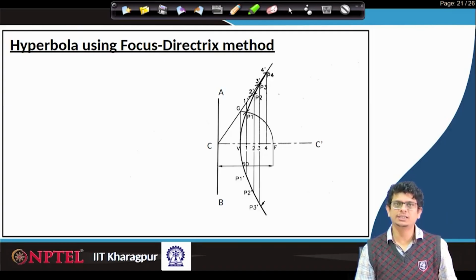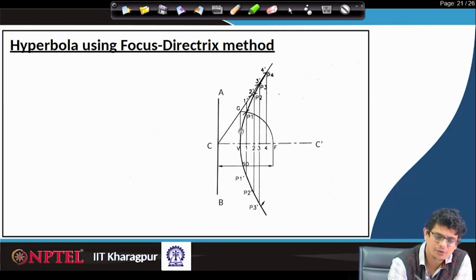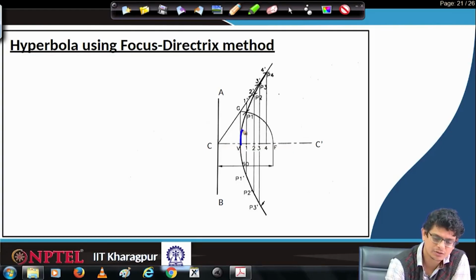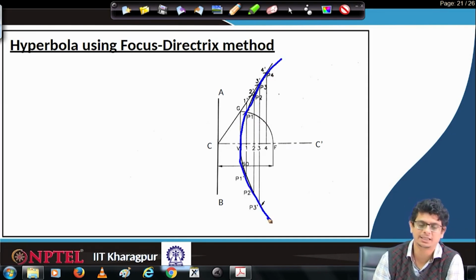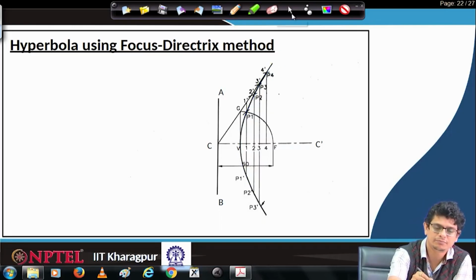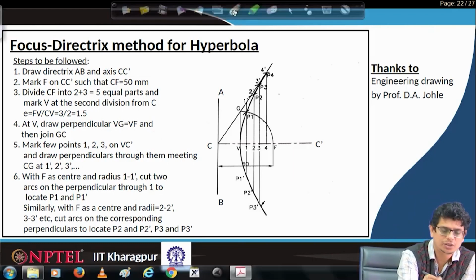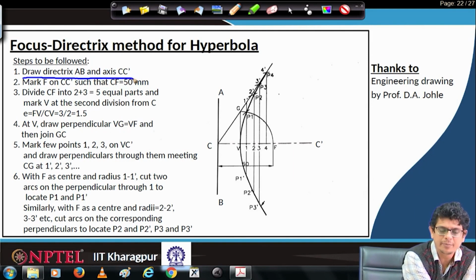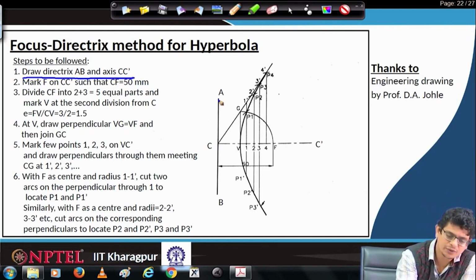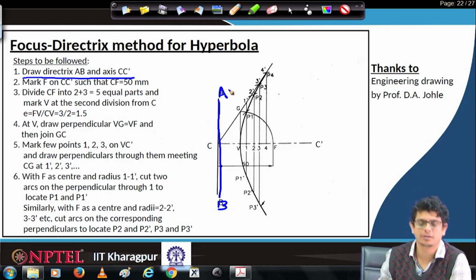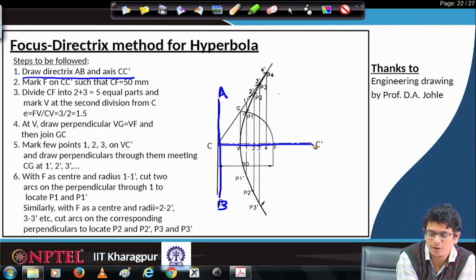After construction of the hyperbola using the focus directrix method, we will end up with this curve. Let us do that step by step. The first thing, draw a directrix AB and axis CC prime. First, we have to draw AB, and CC prime also we have to draw.